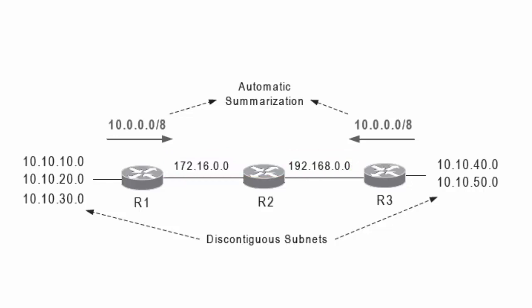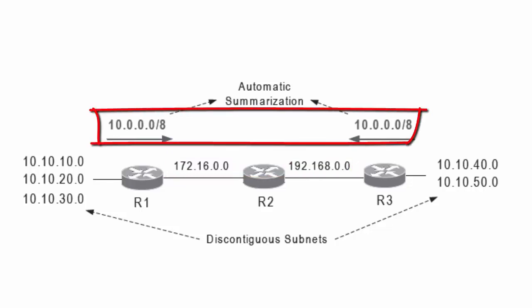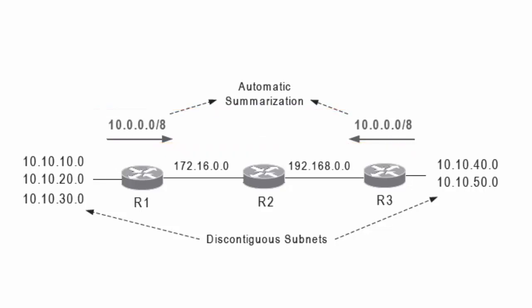Notice the change in classful boundaries that makes RIP automatically summarize the networks behind router 1 and router 3 as 10.0.0.0/8 toward router 2.